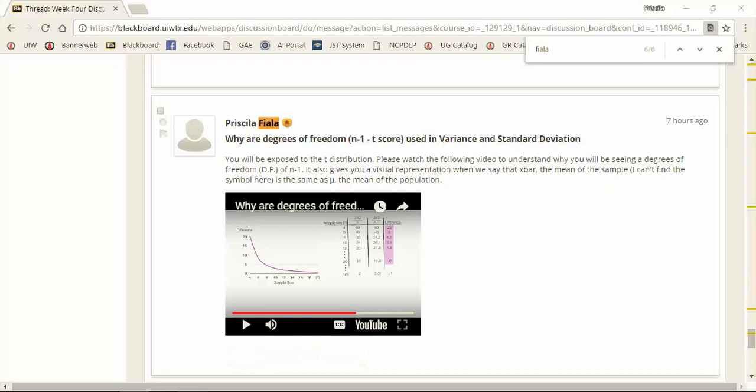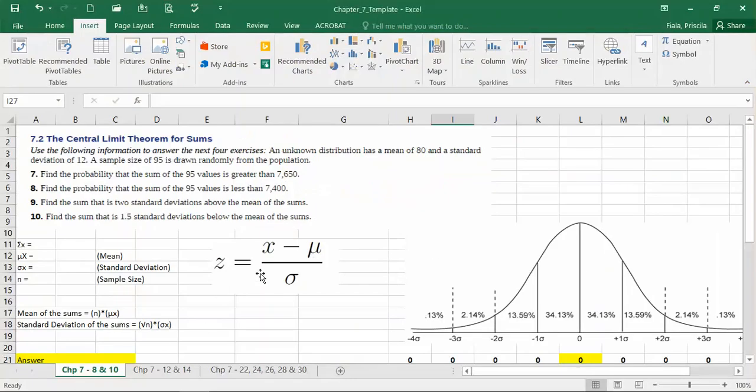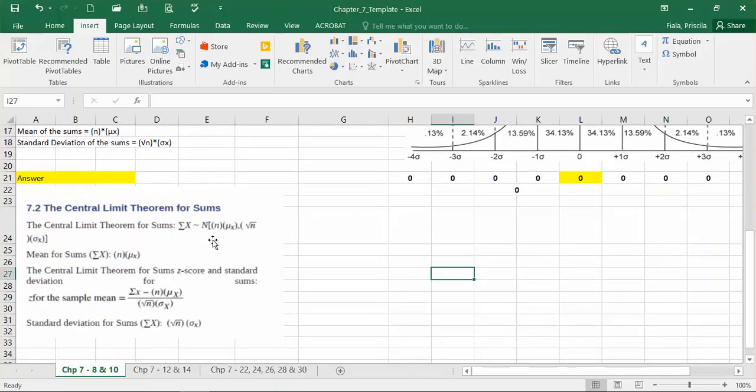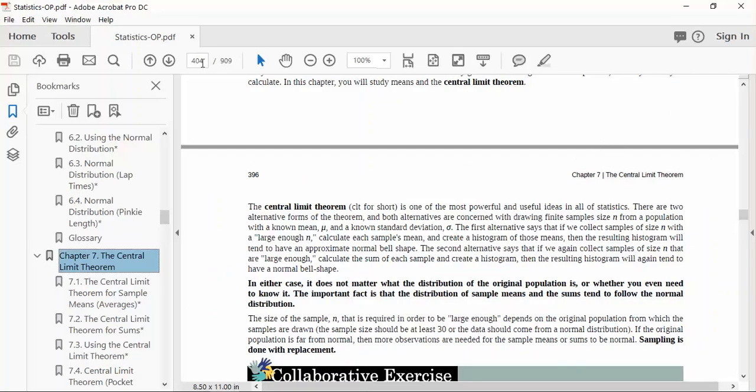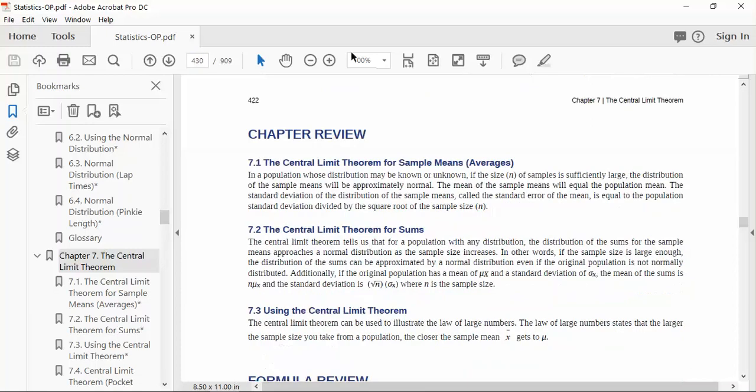Okay, so we're going to be going over the problems to make more sense. And again, in this case, from problem 8 all the way to problem 30, it's going to be about the central limit theorem for sums. And I have pasted here the formulas that you find in your book on page 422, 430 if you put it over here.